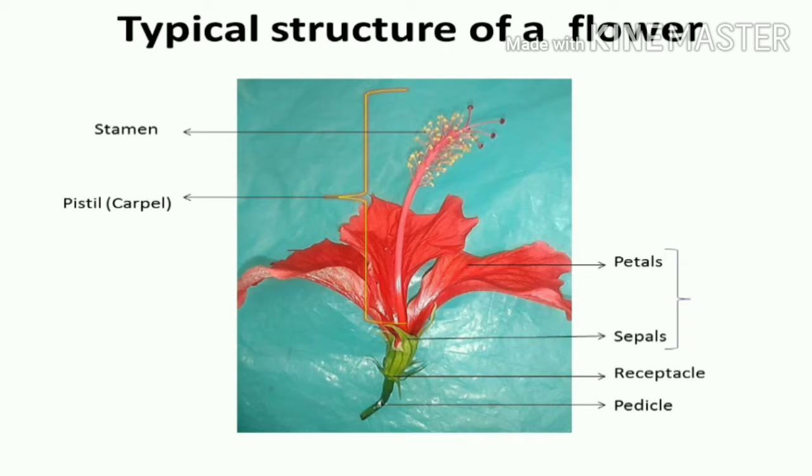Petals and sepals are called the vegetative parts of a flower as they do not play any role in sexual reproduction but help in the physical growth of the flower, whereas stamen and pistil are called the reproductive parts of the flower as they have a direct link with sexual reproduction.